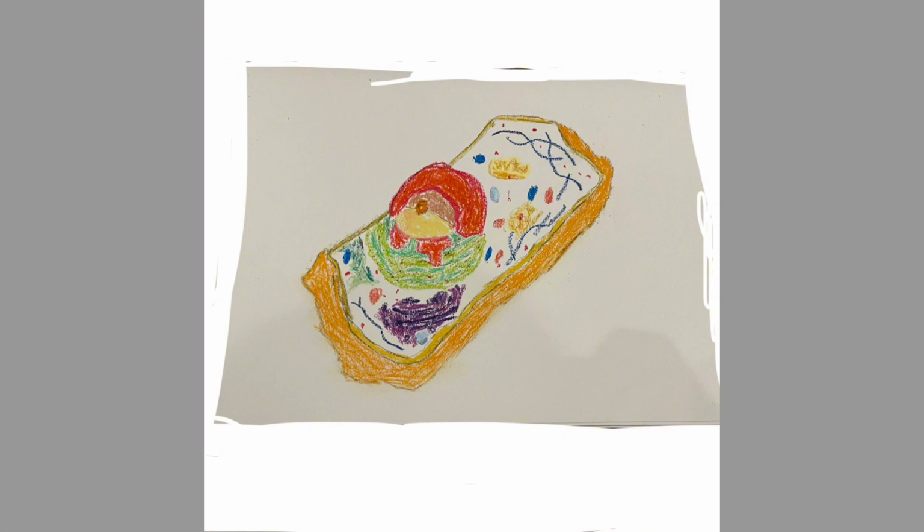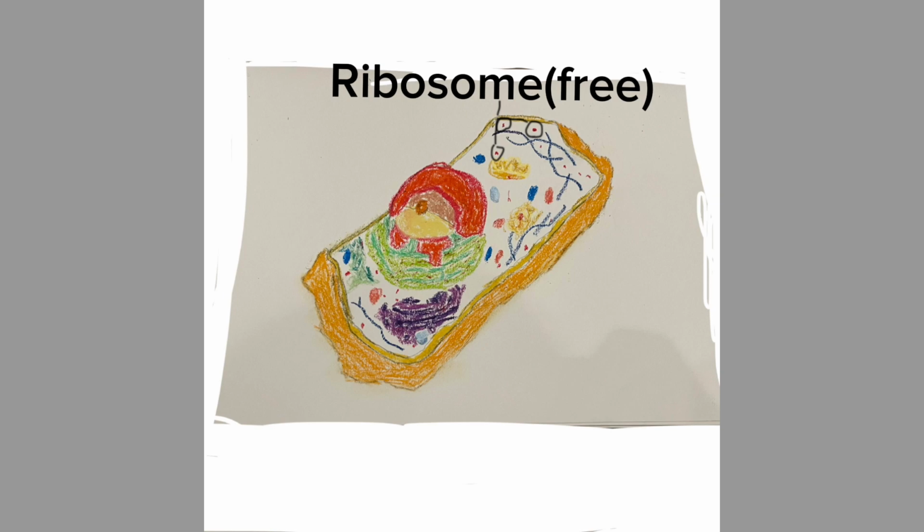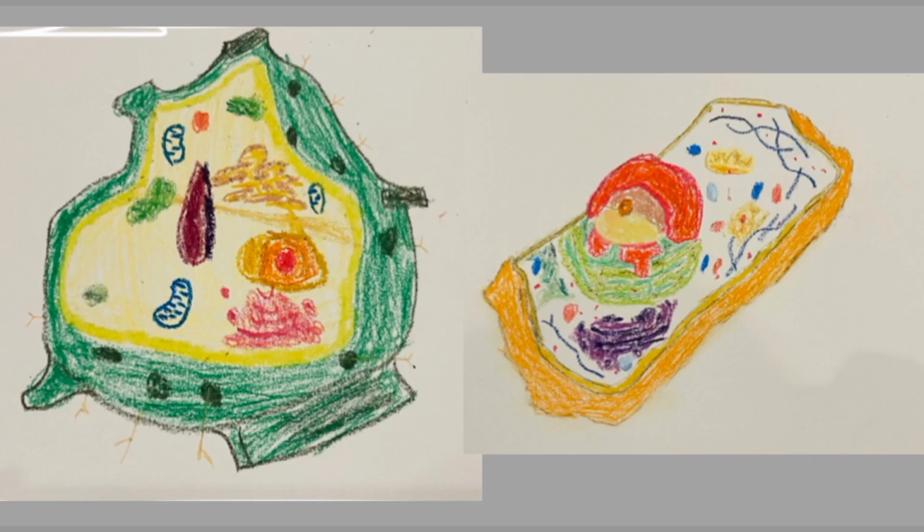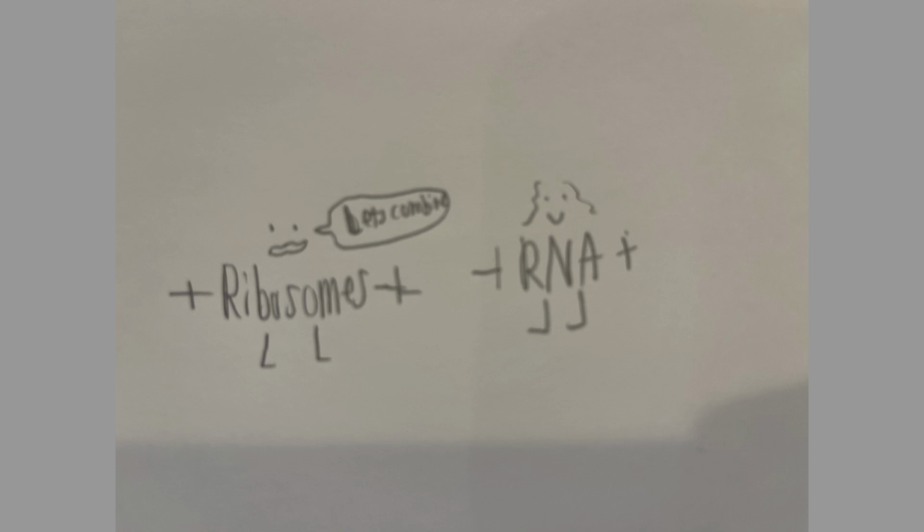The next one up are ribosomes, free. There are two types of ribosomes, free and attached. The ribosome is the cellular machinery responsible for making protein. It is found in animal and plant cells. The ribosomes interact with other RNA molecules to make chains of amino acids called polypeptide chains.